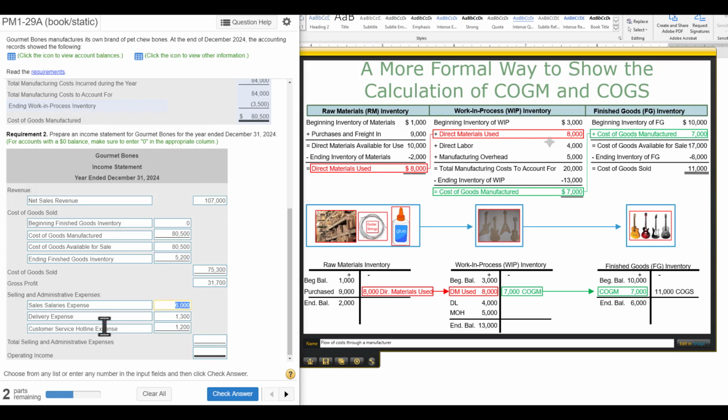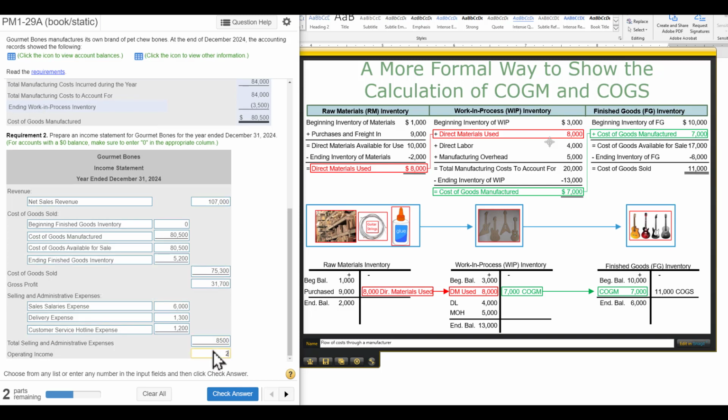So our total selling and administrative expenses we get by taking 6,000 plus 1,300 plus 1,200 gives us $8,500 of selling and administrative expenses. So we're going to take our gross profit, subtract our $8,500, gives us operating income, $23,200.